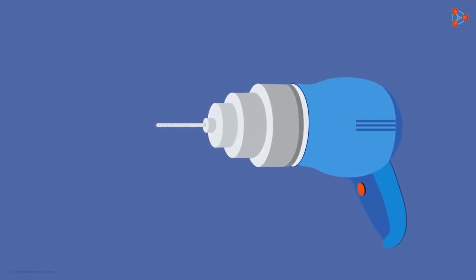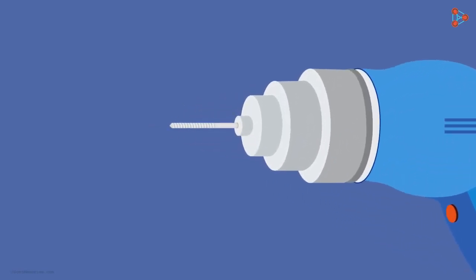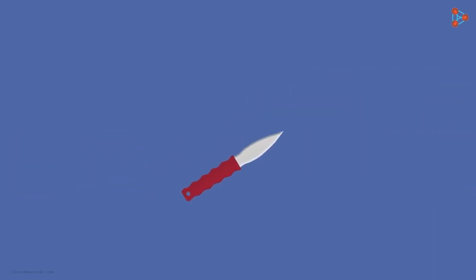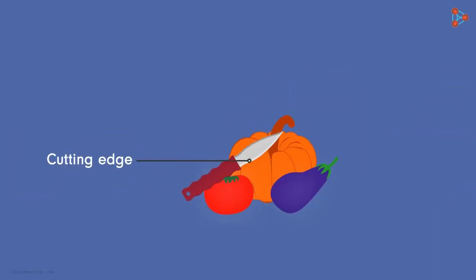You can even use drill machines to drill a hole into the wall. You see that it has a pointed tip for the same reason. You can easily cut vegetables using the cutting edge of the knife. But if you use the blunt edge of the knife, it will be difficult to penetrate. What is the reason in this case?